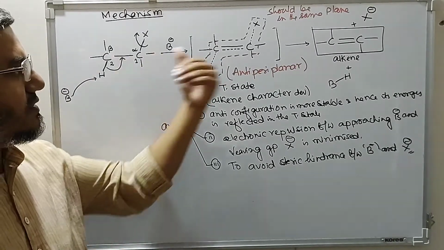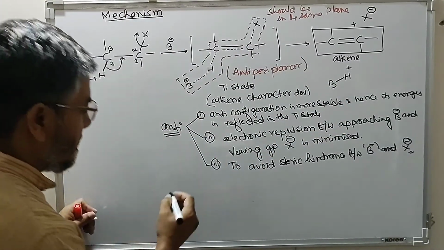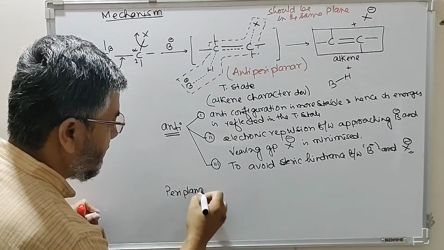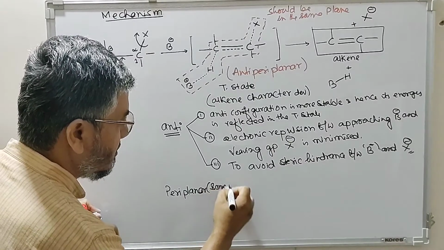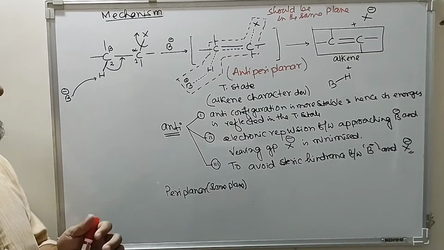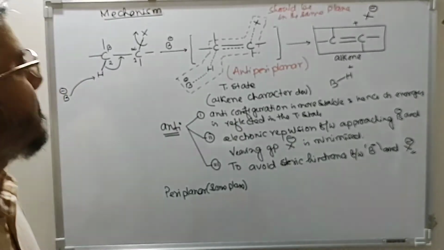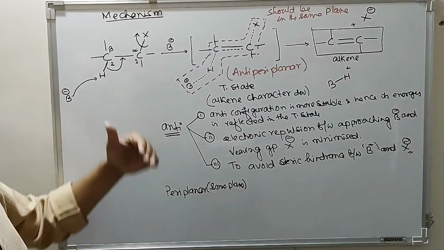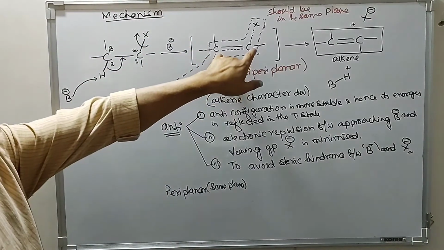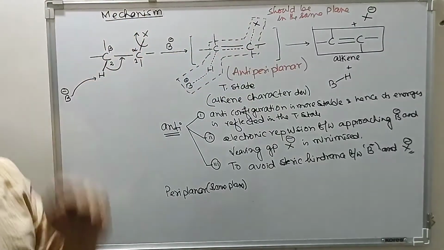Now the question is why this group should be in the same plane. Why they should be in the same plane? Periplanar. That means same plane. Now let's see. During the course of reaction, there is simultaneous breaking of beta carbon beta hydrogen bond, formation of alpha beta multiple bond, breaking of alpha carbon and halogen bond.